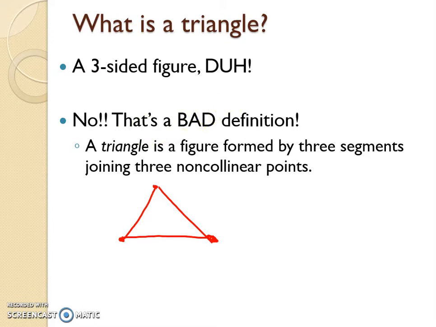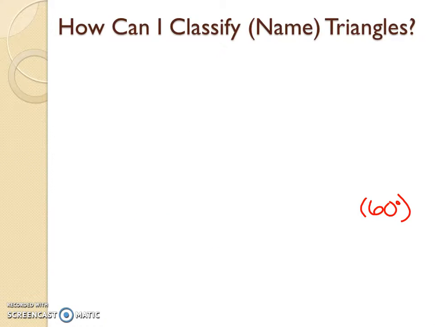So non-collinear points means they're not on the same line. So they are on different lines and you connect them and they are line segments, and those form a triangle. So how can I classify named triangles?